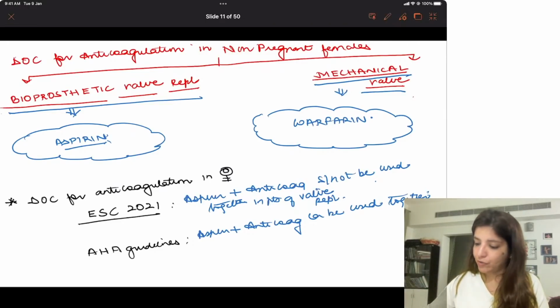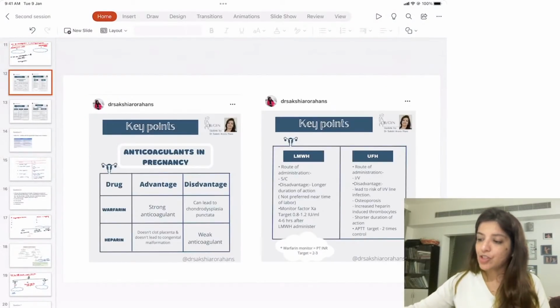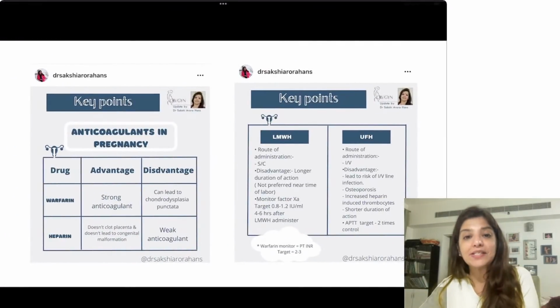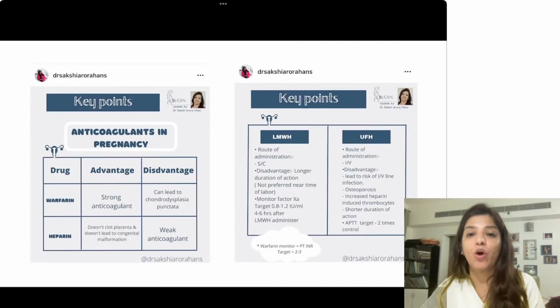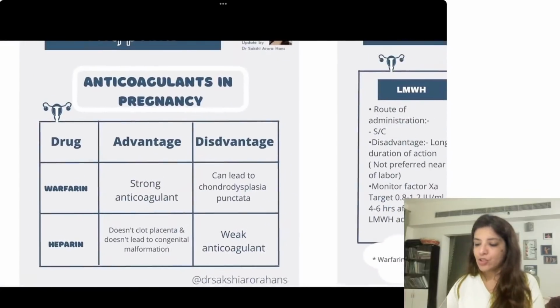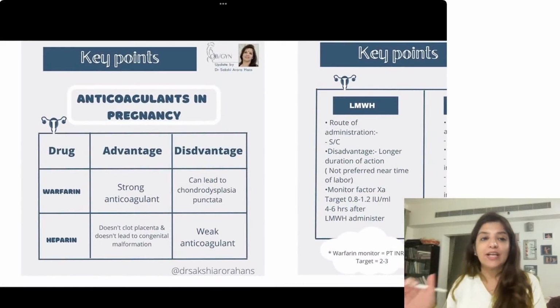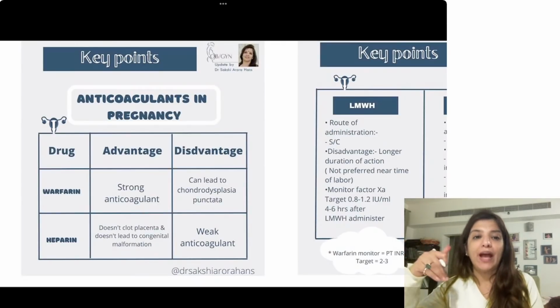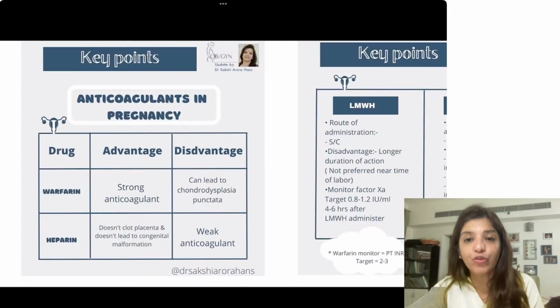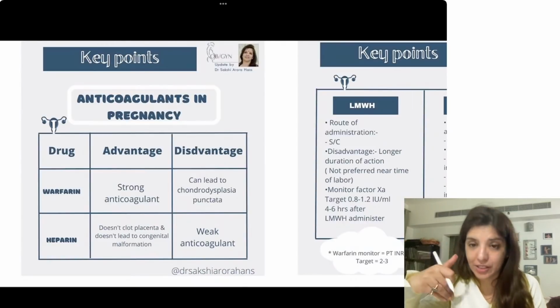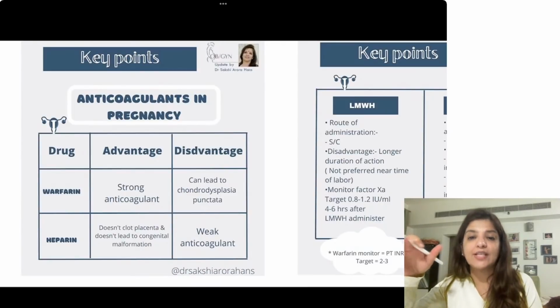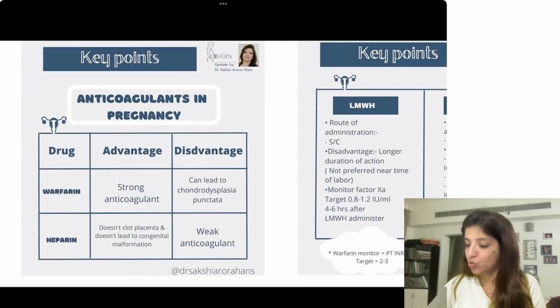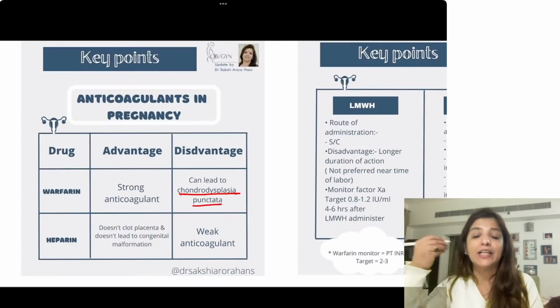Now these are the flow charts, these are the tables which I had shared with you once these guidelines had come. I had shared with you on my Instagram handle, and I had told you various advantages and disadvantages of all anticoagulants. So when we compare warfarin and heparin, the advantage of warfarin is it is a stronger anticoagulant, and all of you know that pregnancy is a hypercoagulable state. But the disadvantage of warfarin is it can cross the placenta and it can lead to chondrodysplasia punctata. It can lead to a condition similar to that, right?